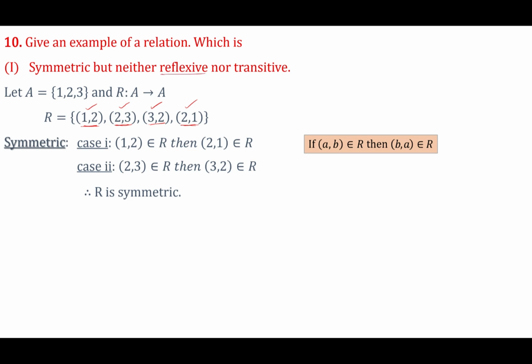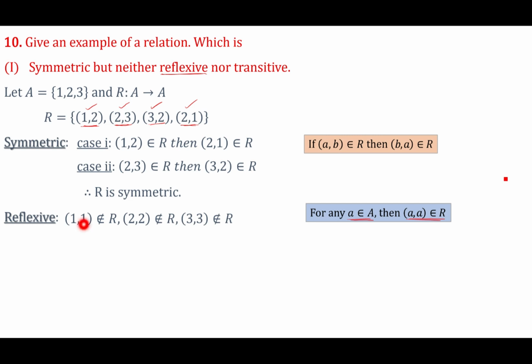Now I'm going to check for reflexive. A reflexive relation says for any element a, (a, a) must belong to R. I don't have any ordered pair which has identical elements. So one example is more than enough. Since (1, 1) does not belong to R, (2, 2) does not belong to R, (3, 3) does not belong to R, the given relation is not reflexive.